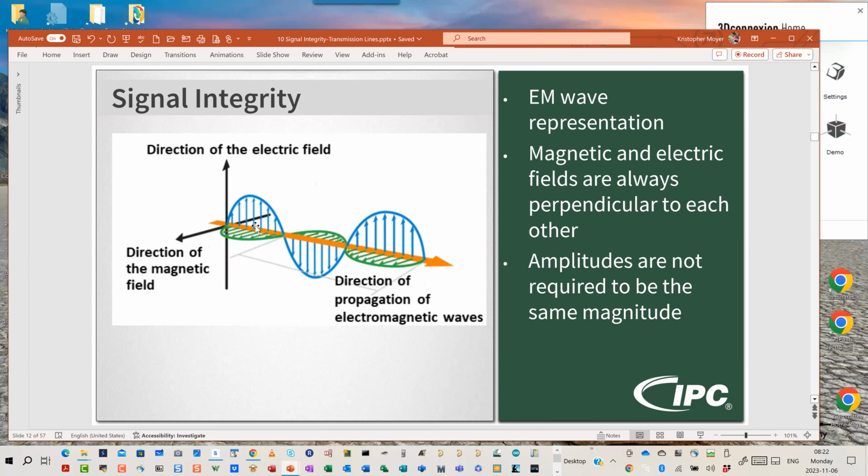So as the wave is moving through time, say the blue might be a representation of the electric field, and it is moving north to south as it's moving forward through time. And the green represents the magnetic field, and it's moving east to west, again, as we move through time here. Amplitudes are not required to be the same magnitude as depicted in the graphic right here. I might have a higher magnitude E field and a lower magnitude H field, or vice versa, or they may be the same magnitude.